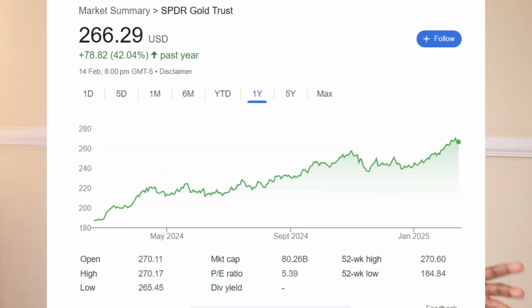Like I said, ETF means exchange traded fund, and it's not just any normal ETF, it's the SPDR Gold ETF. Its ticker symbol is GLD, so you can also search for GLD. That's the SPDR Gold ETF. This ETF tracks the price of gold.